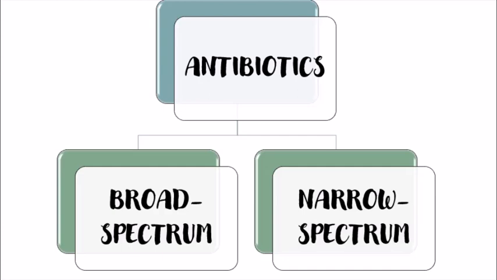Examples of broad spectrum antibiotics are ampicillin, amoxicillin, tetracycline, etc. If we have not identified the disease, we use a broad spectrum antibiotic. If you have identified the disease and you know what you have to treat, we use a narrow spectrum antibiotic. Examples: penicillin, gentamicin, erythromycin, etc.